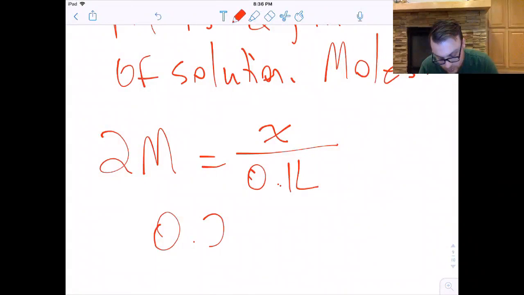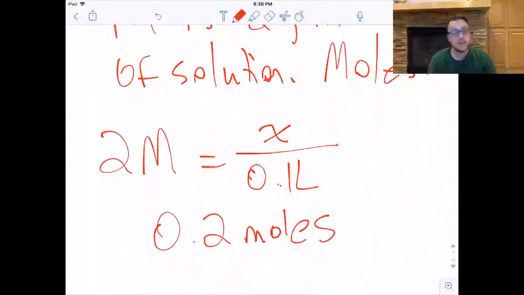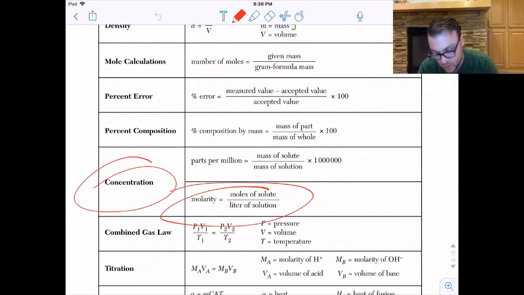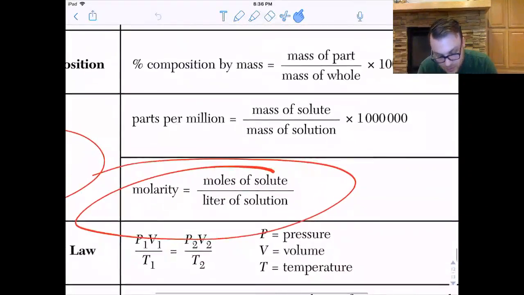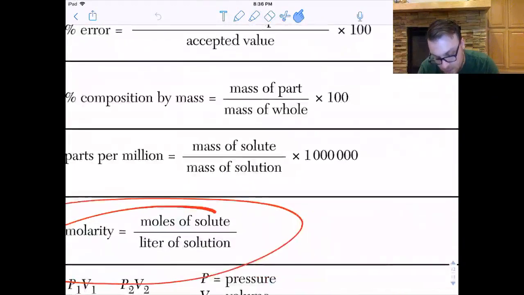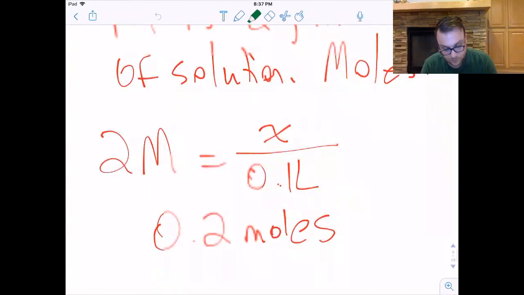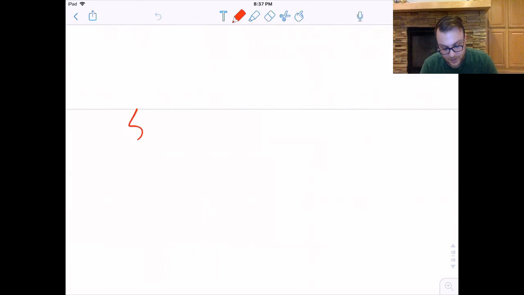You can also express concentration in terms of parts per million. And most of my students, and many other students, tend to forget the million. So, this is mass of your solute per mass of solution times 1,000,000. So, if you had 5 grams of NaCl in 1,000 grams of solution, what is this in parts per million?